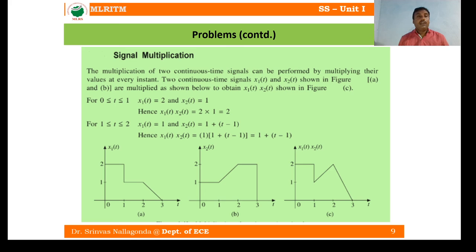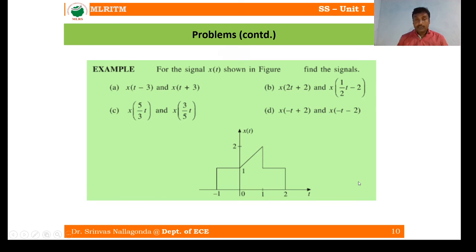Now signal multiplication. Same, two signals I have taken, x1(t) and x2(t). I would like to multiply x1(t) into x2(t). Now from 0 to 1 unit, this is a step signal with amplitude 2, and from 0 to 1 in the other signal the amplitude is 1. 2 into 1 gives 2. Like that you will find x1(t) into x2(t) for the complete units. If you multiply, you will get the resultant signal like this.